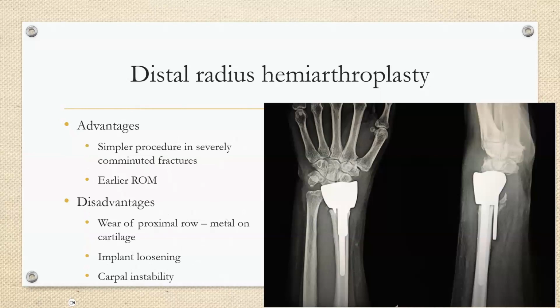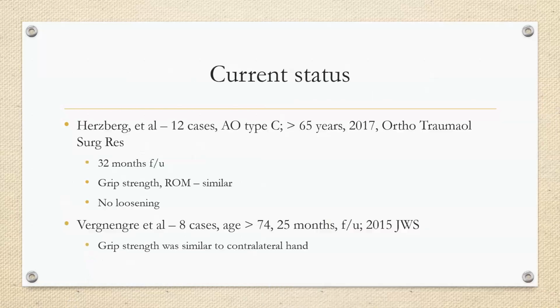The main disadvantage is the possible chance of wear of the proximal carpal row, since there's metal on cartilage articulation, and the possibility of implant loosening. There's also a risk of carpal instability with repeated movements against the metallic surface.